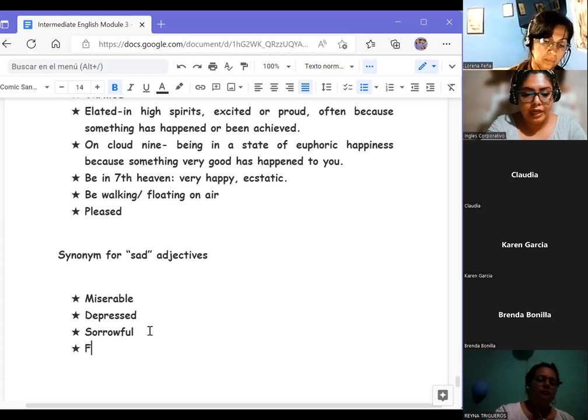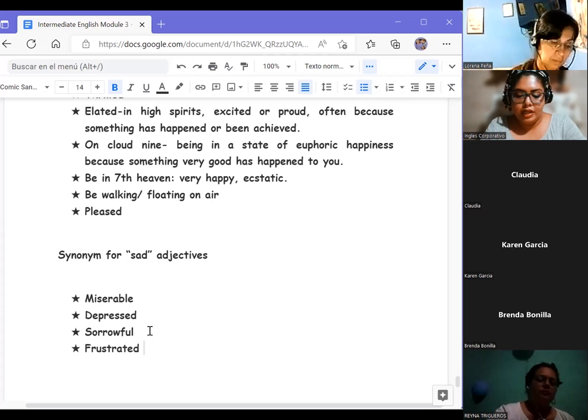Then we have frustrated, feeling annoyed, disappointed, or discouraged, especially because you cannot achieve what you want. In this case, we are going to use this word before a noun, and it means having an ambition that has not been realized. Estamos frustrados. Ese es el significado. Frustrated, frustrados.